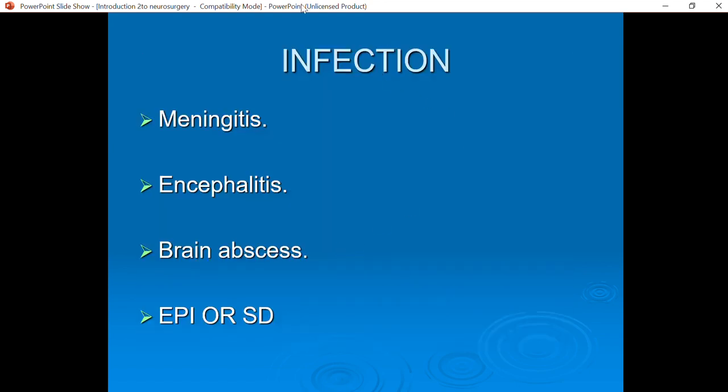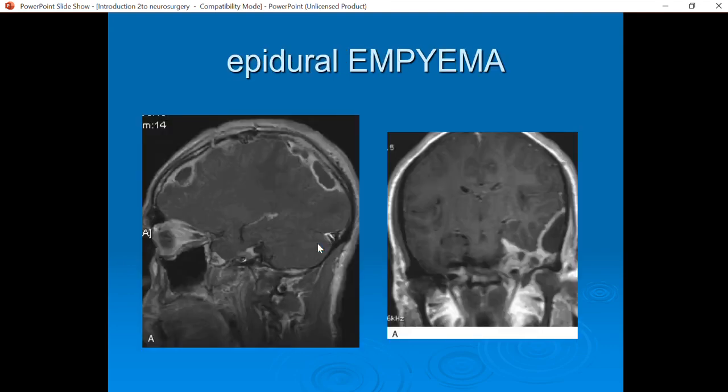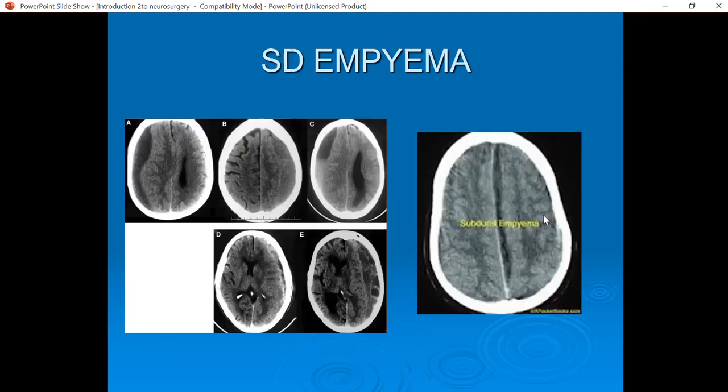Other complications are infections: meningitis, encephalitis, brain abscess, epidural or subdural empyema. This is an MRI showing epidural empyema or epidural abscess. This needs emergency craniotomy or emergency burr holes and evacuation. Epidural empyema MRI.